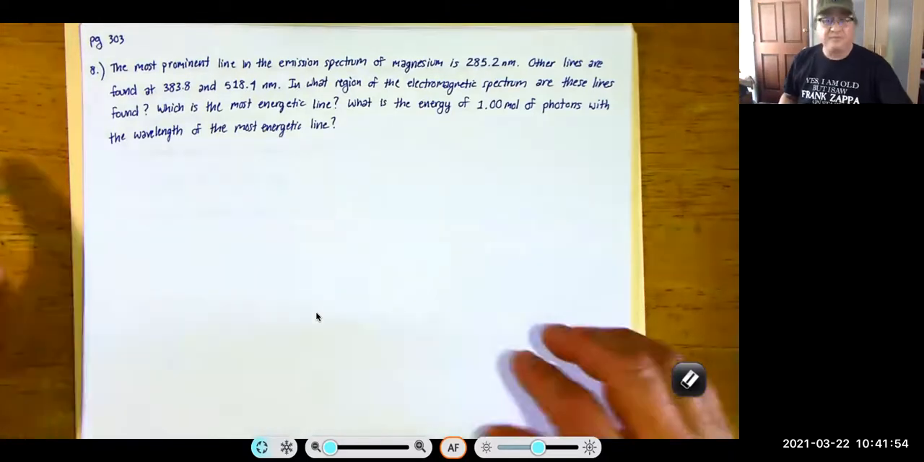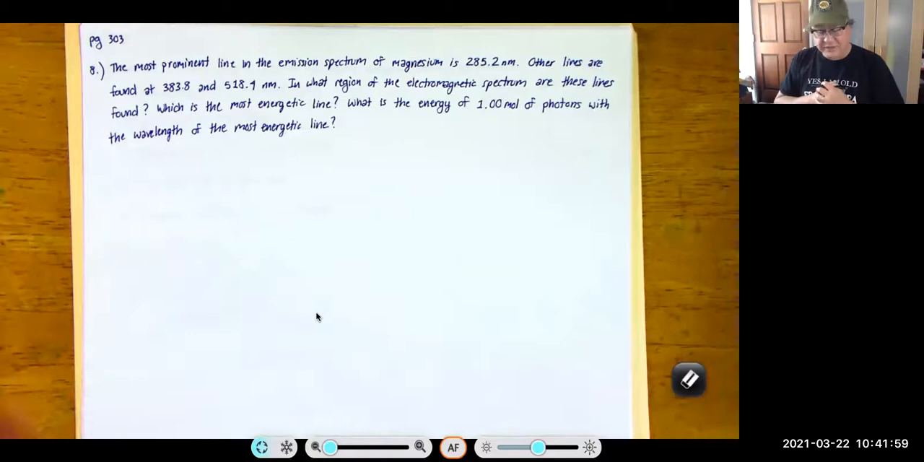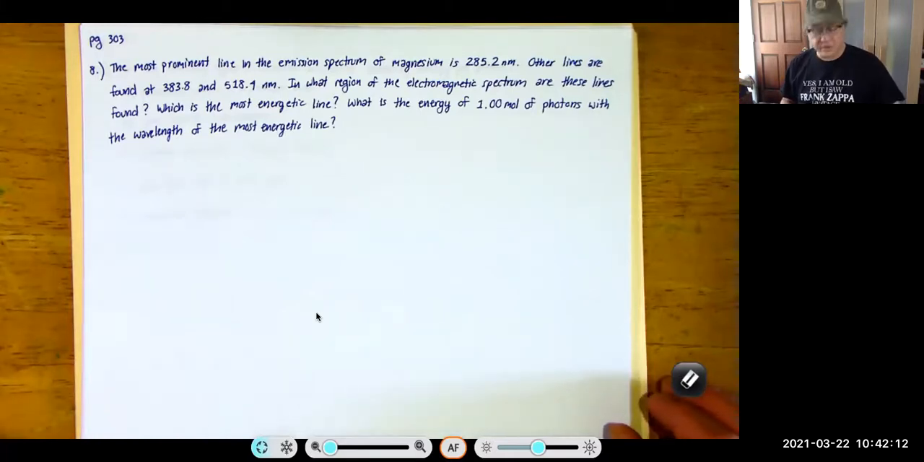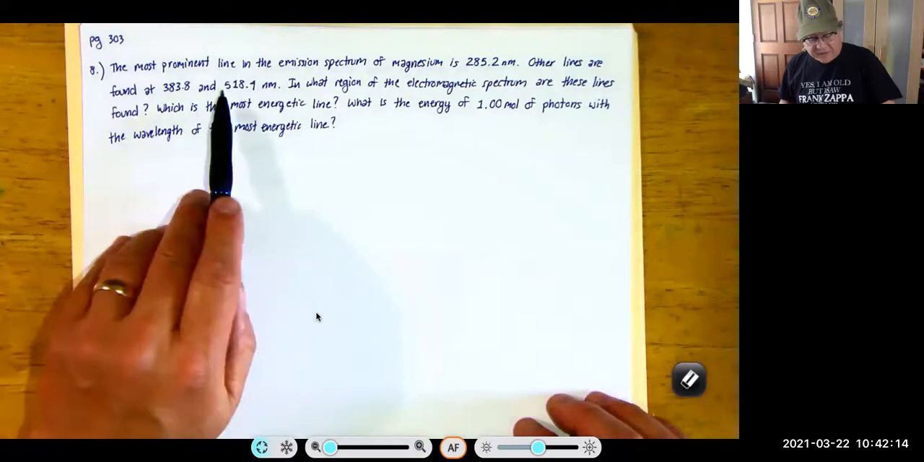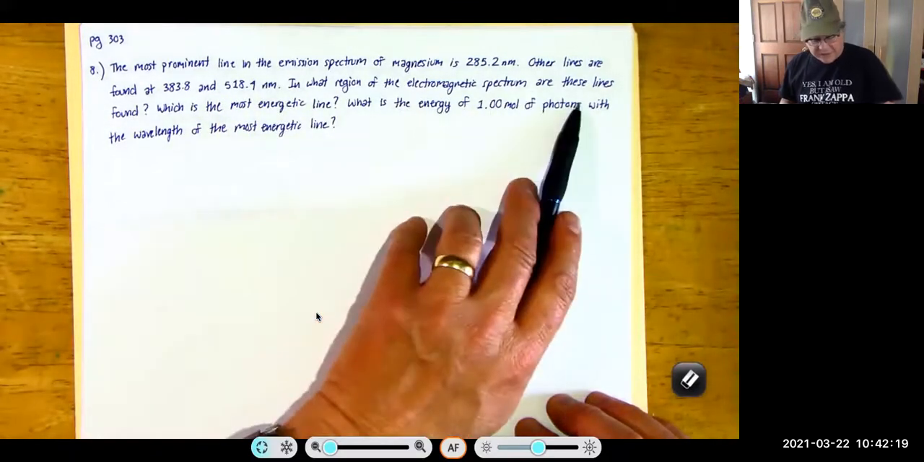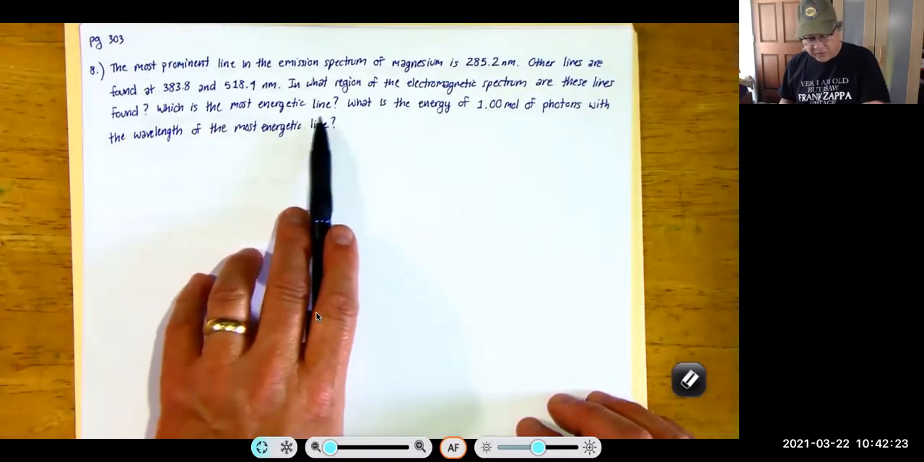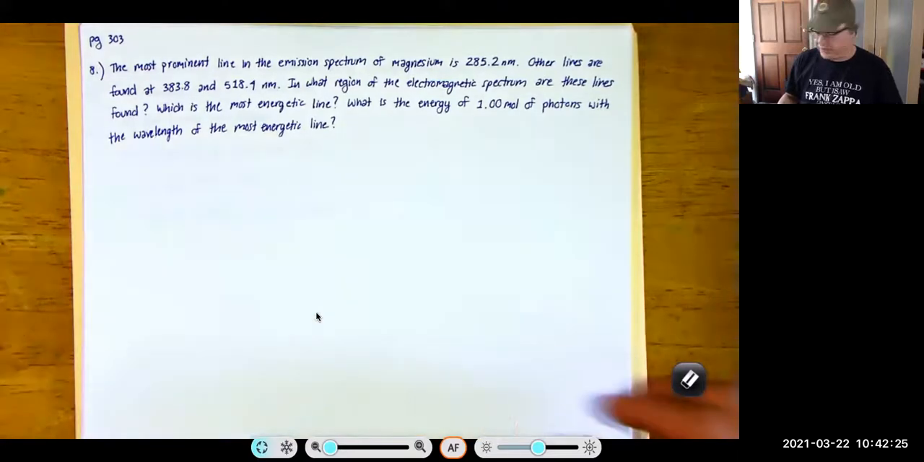All right, number 8. The most prominent line in the emission spectrum of magnesium is 285.2 nanometers. Other lines are found at 383.8 nanometers, and 518.4 nanometers. In what region of the electromagnetic spectrum are these lines found? Which one is the most energetic? What is the energy of 1 mole of photons with wavelength of the most energetic light?